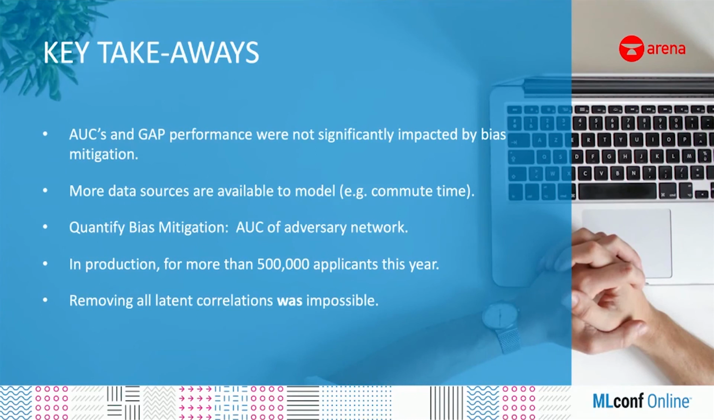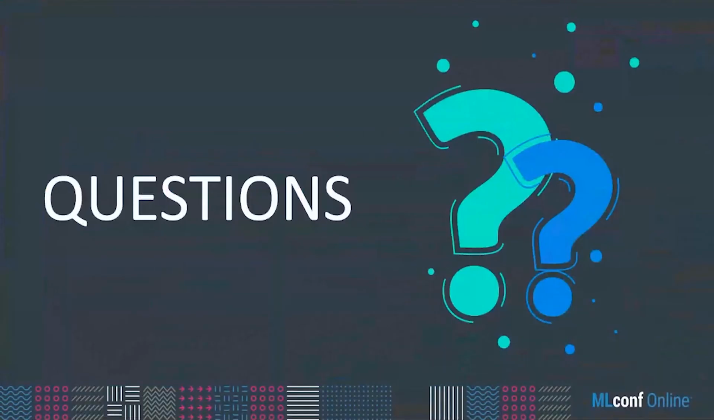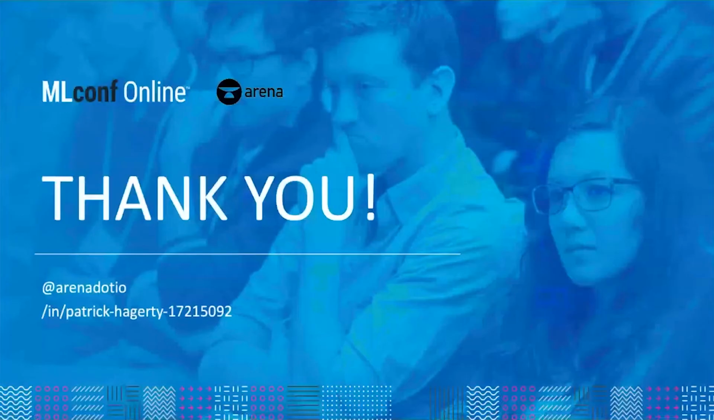We can quantify our bias using the AUC, and this is in production at Arena. We're really excited. It's been applied to more than 500,000 applicants this year, and latent correlation removal was considered really difficult and almost impossible prior, and now we're using some of the most advanced machine learning techniques to do the impossible. So we're really excited at Arena, and I think I'm at time.